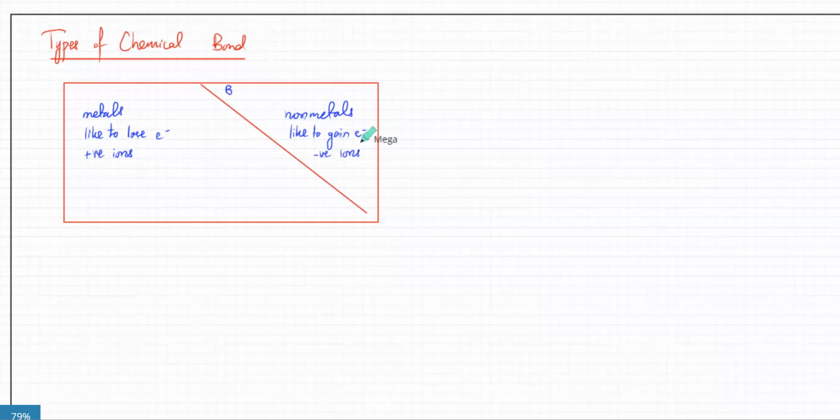Now, it's not an abrupt change. There's a gradual trend when you move to the right, or when you move to the top of the periodic table. This gradual trend is known as the electronegativity of the atom. When you move to the right or to the top, the electronegativity of the atom continues to increase. Electronegativity is basically the tendency for an atom to gain. The technical definition is that it's the tendency for an atom to gain a shared pair of electrons.